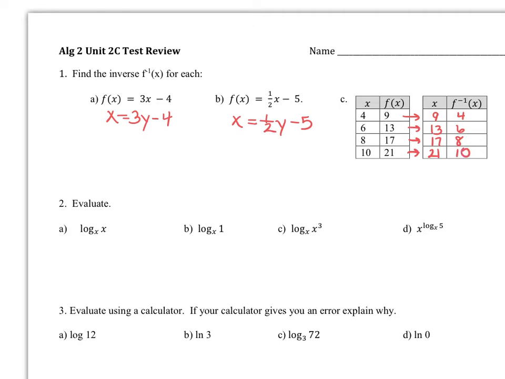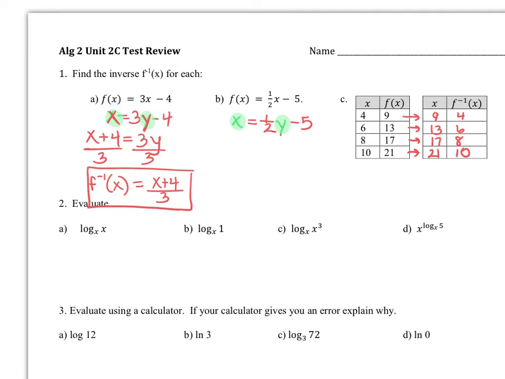That's what we did over here for A and B. You flip where the x's and the y's are, and then you solve for y using inverse operations. So looking at part A, to solve for y, we're going to add 4 to both sides, and then divide by 3. So our f inverse of x will equal x plus 4 over 3.